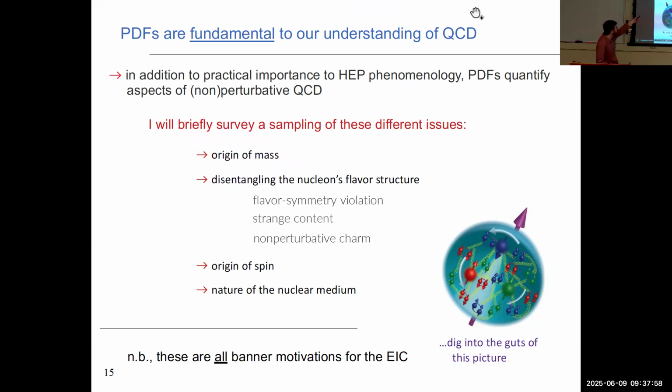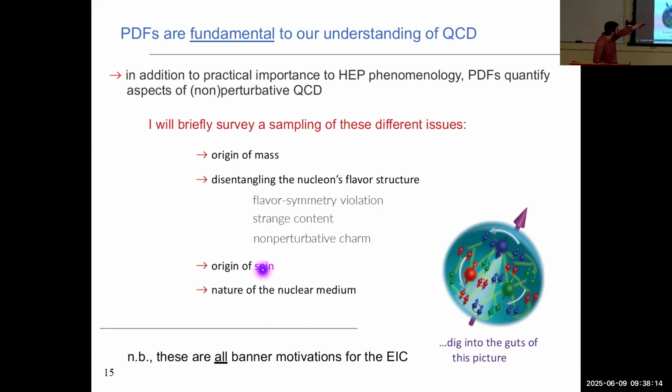The PDFs have something to say there. There's the flavor structure, actually, as we were just saying. So whether there are any signatures of, if you'd like, a kind of flavor symmetry violation in the proton. What's the strange or charm content? I think we had a question about that a moment ago inside the proton.